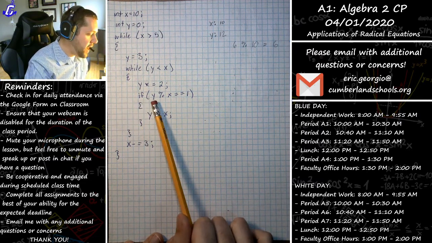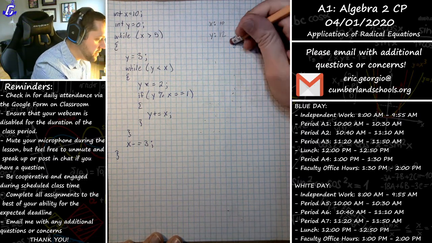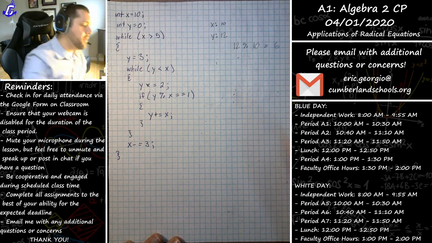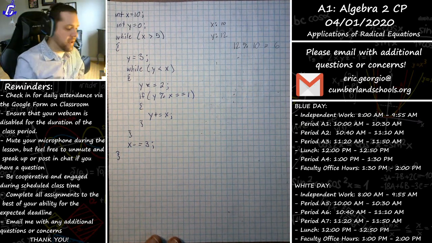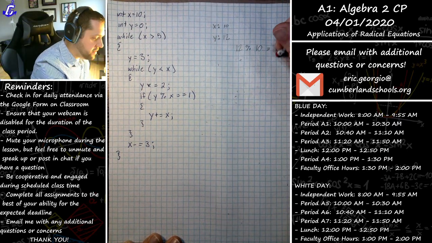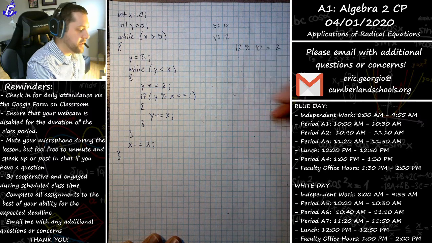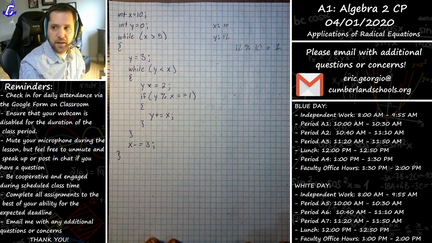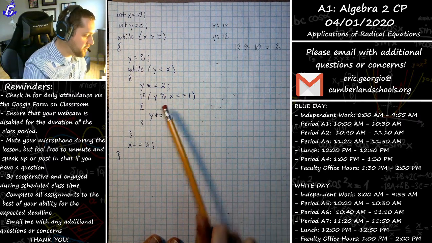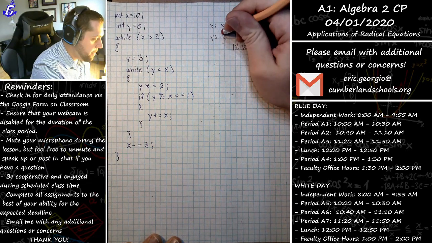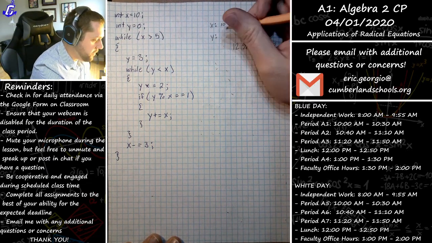It says if Y mod X is equal to 1, we now have 12 mod 10. 12 mod 10 is, if I take 12 divided by 10, what's the remainder? That's going to be 2 in this particular case, correct? Because it goes in once with 2 left over. So that's not the case here, so this doesn't happen. It goes back up to the top of the loop. Y doubles again, now up to 24.